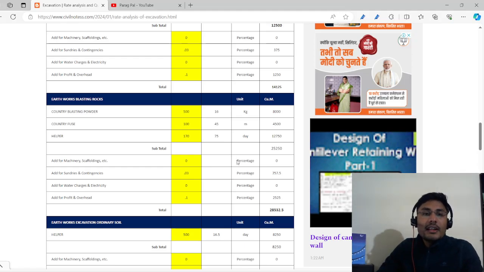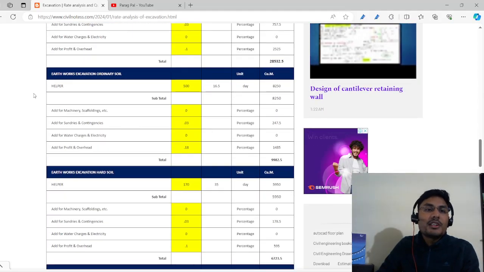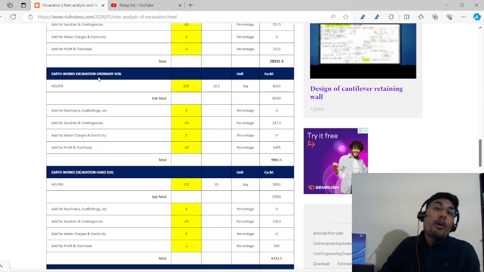By considering the sundries and the profit and overhead, you can change this percentage as per your convenience and your contract requirements, and based on that you will get a total cost here. So what this tool is doing is offering you to provide your entries based upon the quantity of work, and it will give you lots of information that you are supposed to expect from this tool. Now let's go further to another type of excavation work, such as earthwork excavation of ordinary soil.